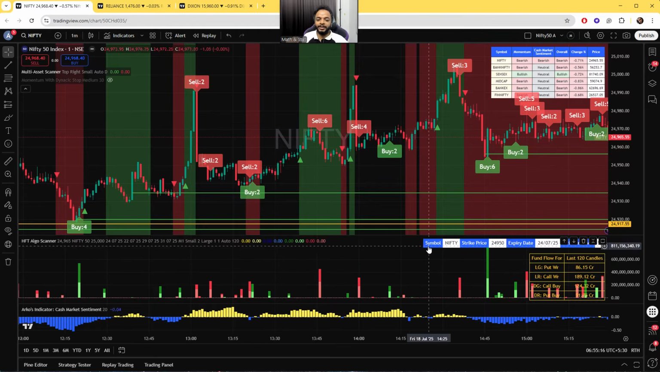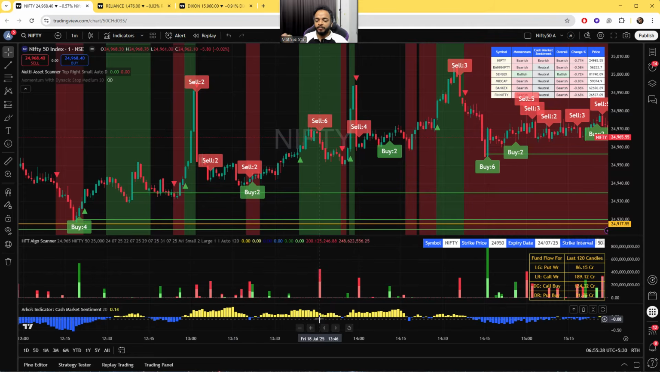That's why we have kept this symbol Nifty strike price, since it's calculating the strike price automatically. You should know what the strike price is. It's 24,950, so the ATM is taking 24,950, the expiry date is 24/07/25, and the strike interval is 50.